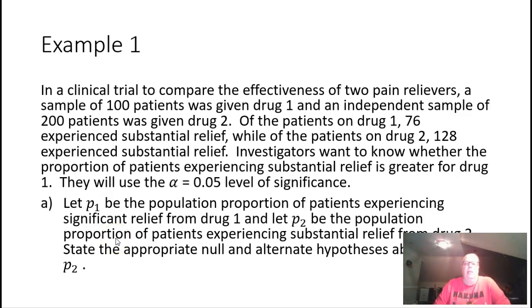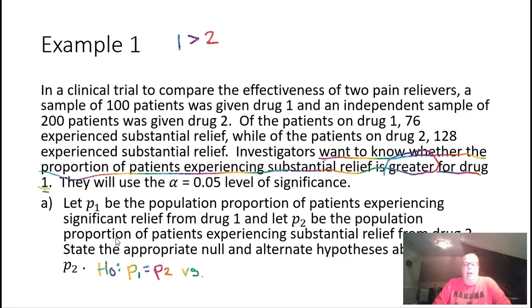All right, to figure this out, let's go up here to our question. What is it we're looking for? Here it is. The investigators want to know whether the proportion of patients experiencing substantial relief is greater, that's an important word, for drug 1. So essentially we're looking for whether the people taking drug 1 have more relief than the people taking drug 2. Our null hypothesis is going to be that the proportion of people taking drug 1 is the same as the proportion of people taking drug 2.